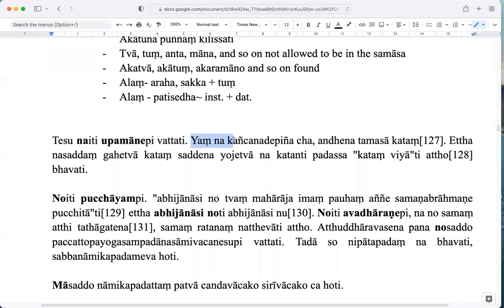So here: yana kinchana debincha. Okay, something amazing, spelling. Upama na, yana kinchana debincha. It should be in this way. Yana kinchana debincha. So andina damasa kadam, yana kinchana debencha, in the masaka.